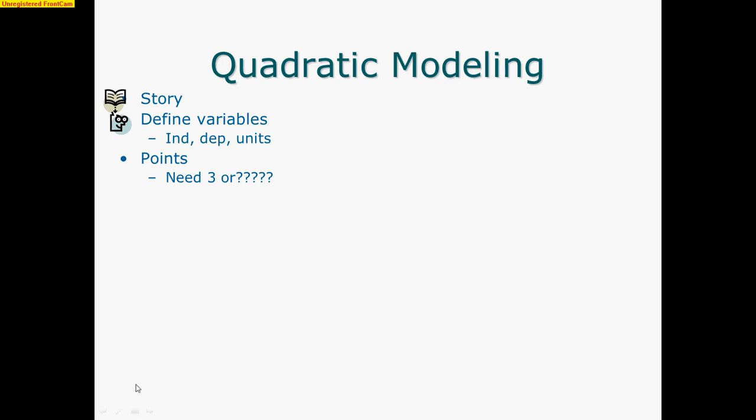So it is true, you do need 3 points, but if the problem only gives you 2 and one of them is the vertex, you create the 3rd one. Then you're going to create the model. Remember, we taught you at the beginning of this unit how to do that with matrices.